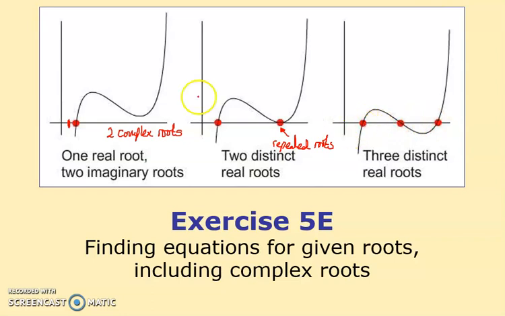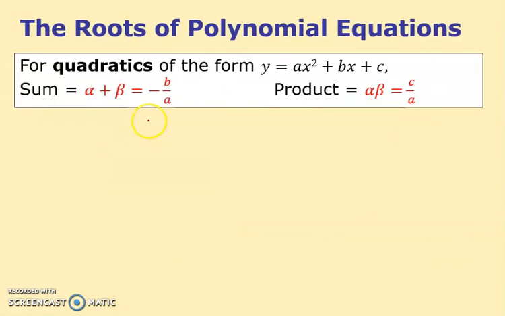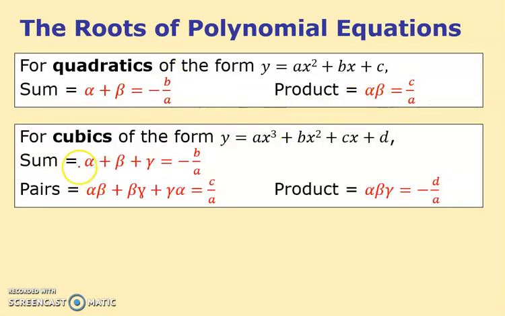So we're going to be trying to find equations that give certain roots for certain types of equation, either cubic, quadratic, quartic, whatever. So just a reminder, I suppose, of the roots of polynomial equations. So for quadratics, we've already seen the sum is alpha plus beta is minus b over a, and the product is alpha beta, which is c over a. This is not new, this was seen last time.